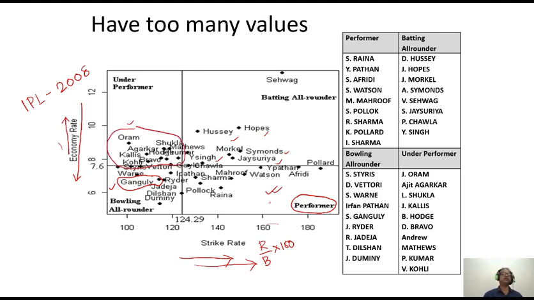You can even see Virat Kohli coming up here, because in that IPL 2008, Virat Kohli was very young and he had not become the Virat Kohli you know today. Anyway, he had a poor economy rate and also a poor batting strike rate. So he has come under underperformers. So this is how this graph is interpreted.